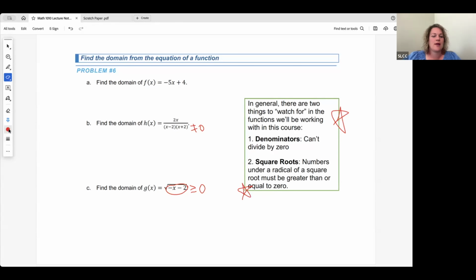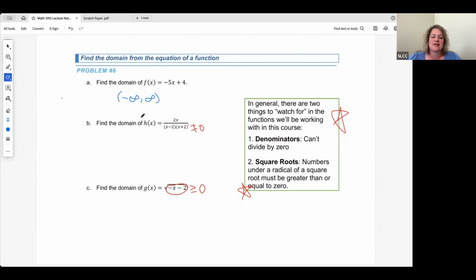Okay, let's try it. What is the domain? Find the domain of f of x equals negative 5x plus 4. What can I plug in to x to make this statement true? Let's find the domain in interval notation. I can plug in anything in the set of reals. So I can go from negative infinity to infinity. That's your domain for f of x.